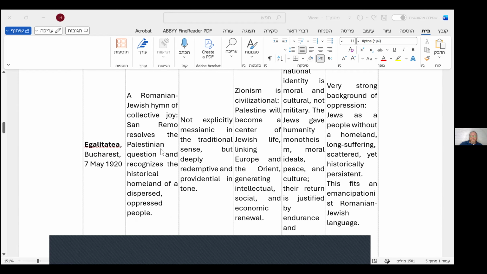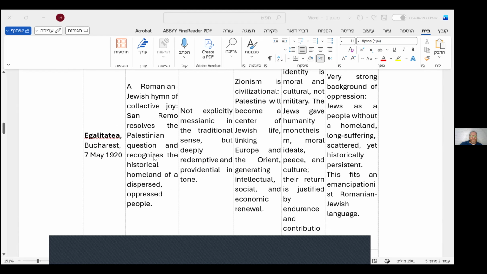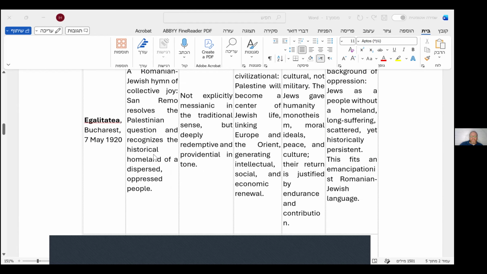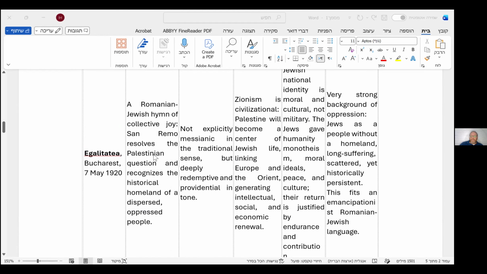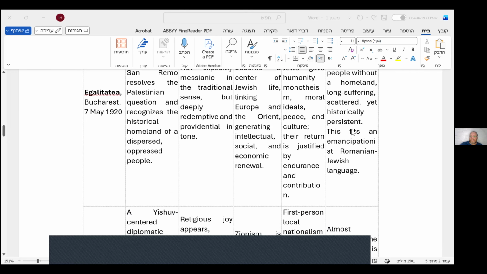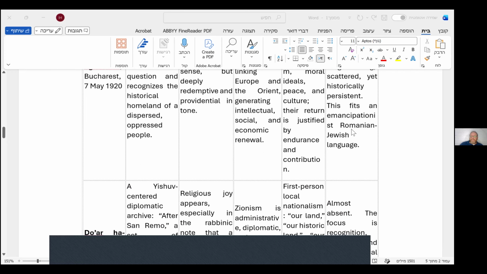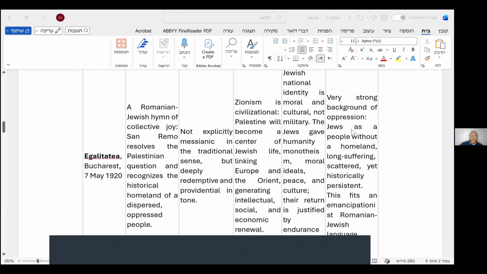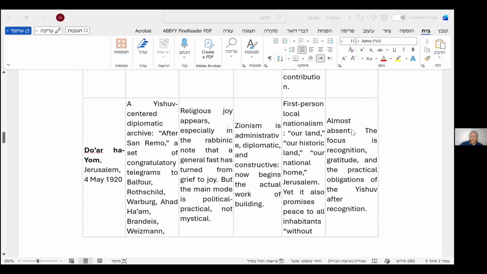Now, what was very nice here, I found this paper from Bucharest, a Romanian Jewish newspaper, and it wasn't messianic in any way, nor was it specifically religious, but it talked a lot about oppression. Jews as a people without a homeland, long suffering, scattered, yet historically persisted. And now you see a self-emancipation idea. This was very, very interesting for me.